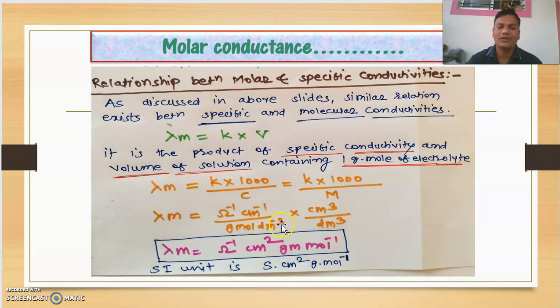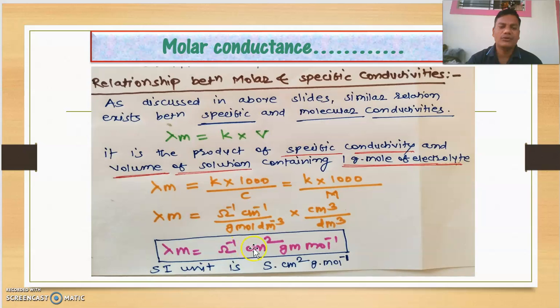Also you can calculate the unit as in case of equivalent conductance. Write the unit of specific conductance, per ohm per centimeter, divided by C, the concentration or molarity, gram mole per dm cube, into 1000, which is nothing but cm cube volume. The volume is 1000 ml, so it is per liter or per dm cube. So dm cube and dm raised to minus 3 get cancelled. Cm minus 1, cm cube: 3 minus 1 only becomes cm square.